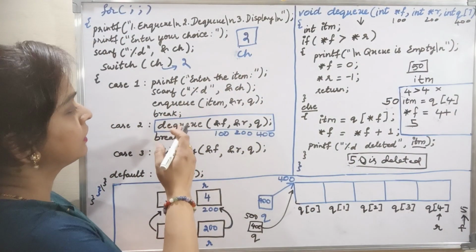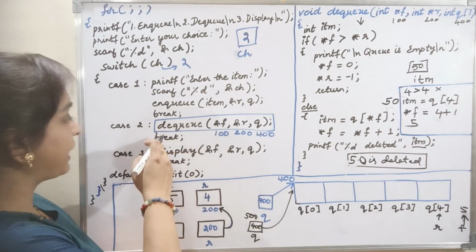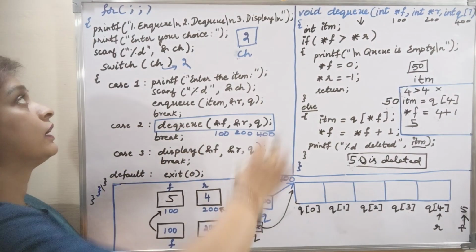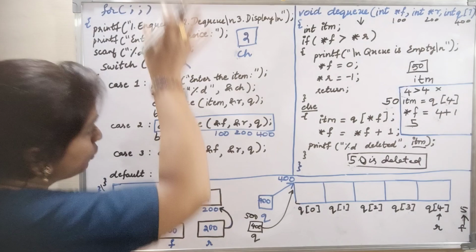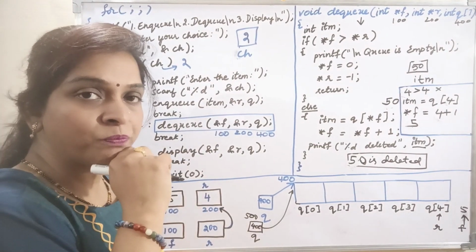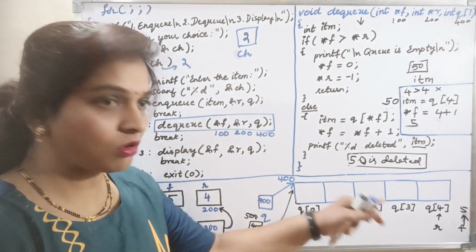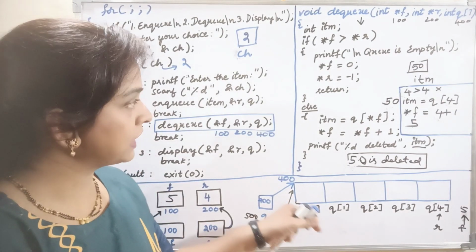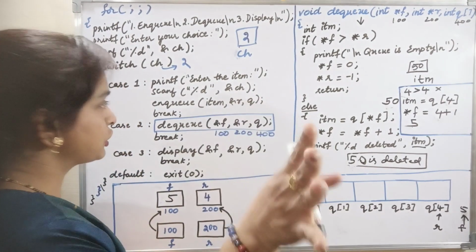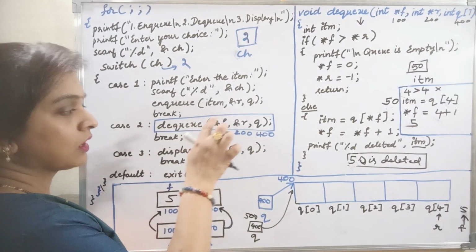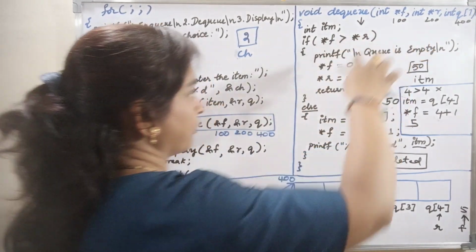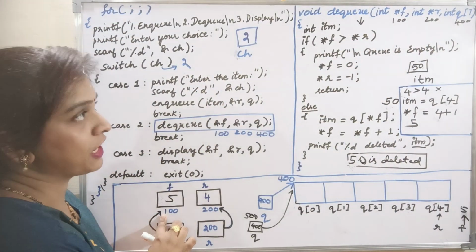Then again come back. Then again break. Come out of the switch block. Get inside the infinite loop. You get that message. Now what I'll do? Once again I'll say dequeue. Just observe, there are no items in the queue now. Once again I'll say dequeue. The choice is 2. Come to case 2. Call dequeue. Again F. Value at the location is 5.